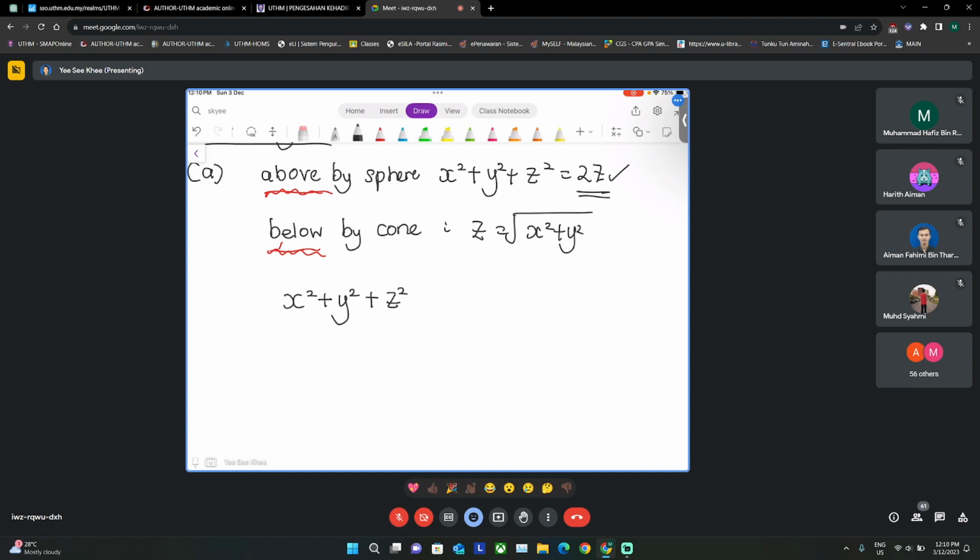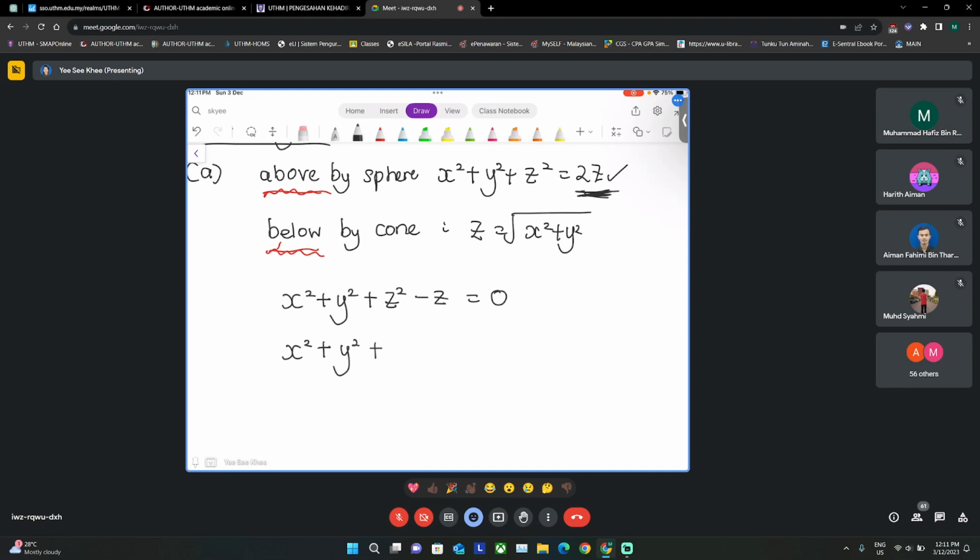Okay, because here you see you have a z, so you have to move the z to the left side and keep the right side as 0. Here you have to apply the rules of completing the square. So these two things you can remain.